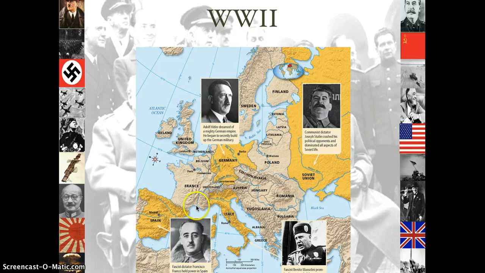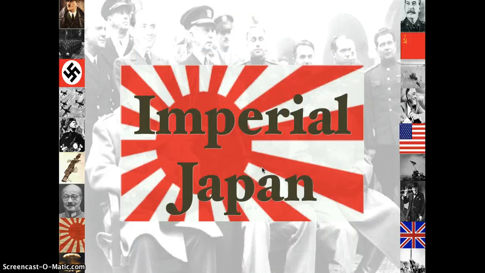Although this map is not completely accurate, there were some other dictators like in Austria or in Poland, but certainly lesser known. So first we'll talk about Imperial Japan.